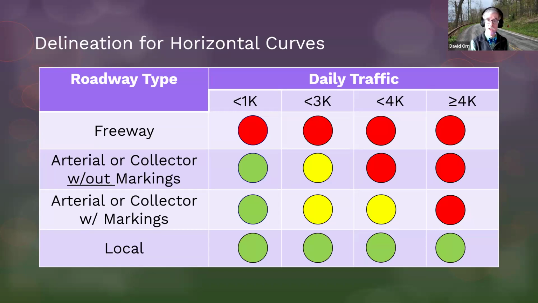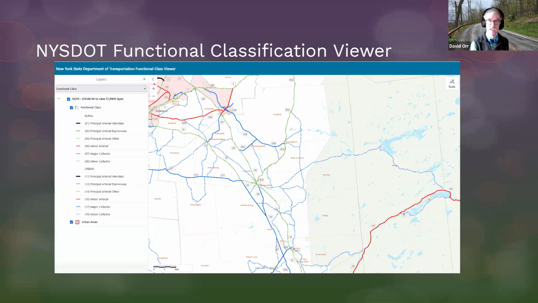Now, if you're not sure if you have arterial or collector according to the federal classifications, you can actually go online, just search New York State Functional Classification Viewer, and up will pop a map. This happens to be parts of Lewis County, where you can actually find out whether your road is considered to be either local, collector, or arterial, and you can use the table that way.